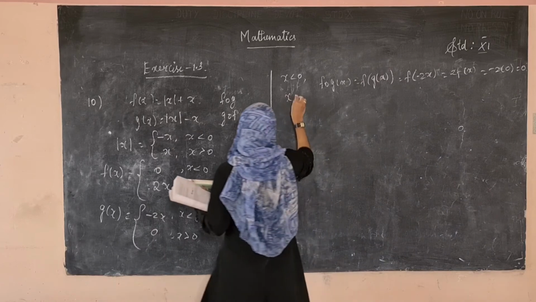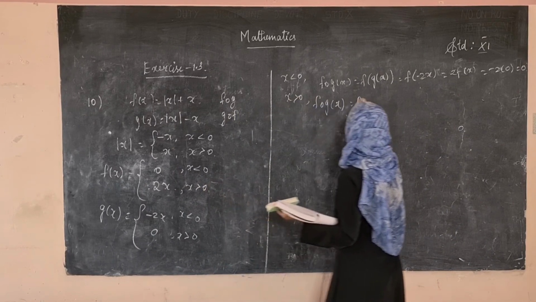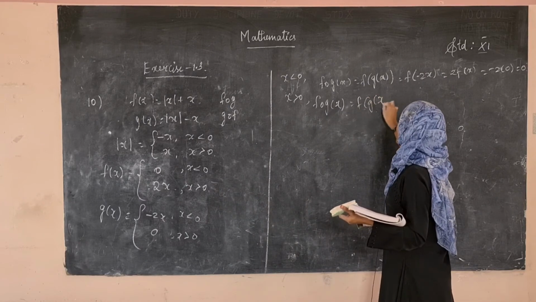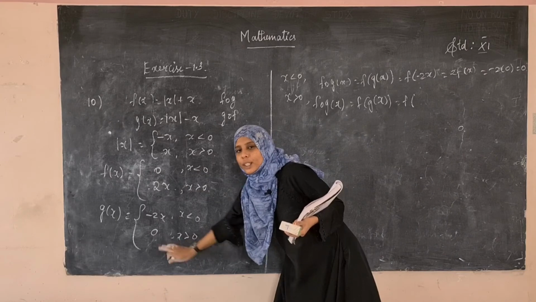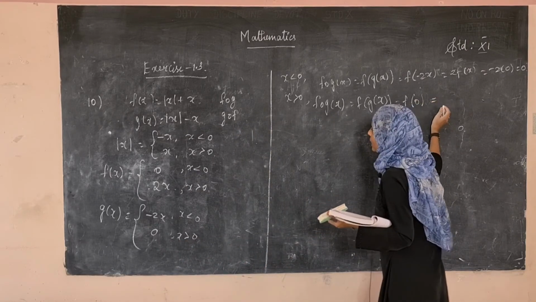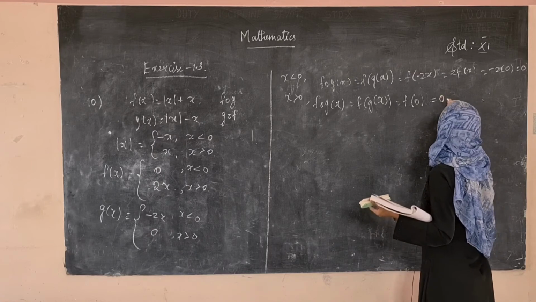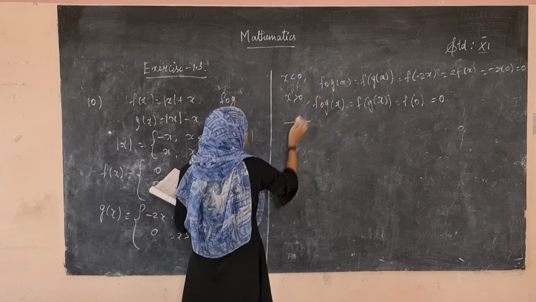Okay, when x is greater than 0, f of g of x is equal to f of g of x. g of x when x is greater than 0 is 0. So f of 0 automatically becomes 0. Okay, now this is f composite g.